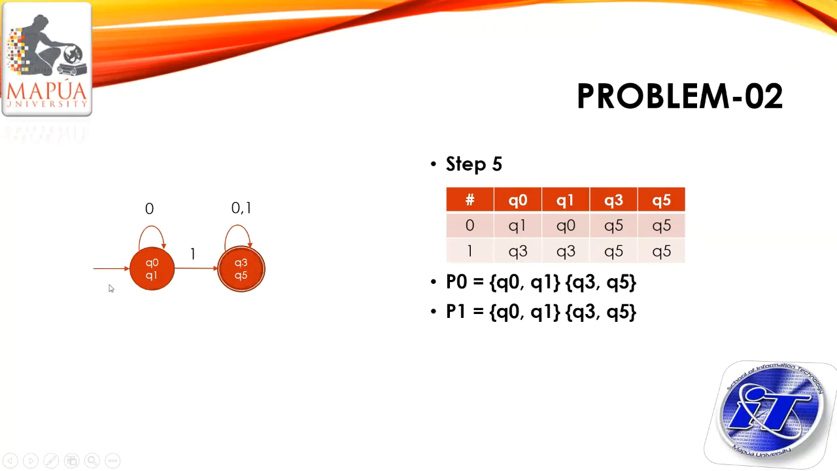We have Q0, Q1, and Q3, Q5 as our final. So when we have 0, it will just loop within Q0 and Q1. Correct. And with this one, it will go to Q3, which is part of Q3, Q5. Correct. And when Q3, Q5 encounters 0, 1, it will just loop within itself. Correct. Since Q5 is part of this final state. So that will be our answer.